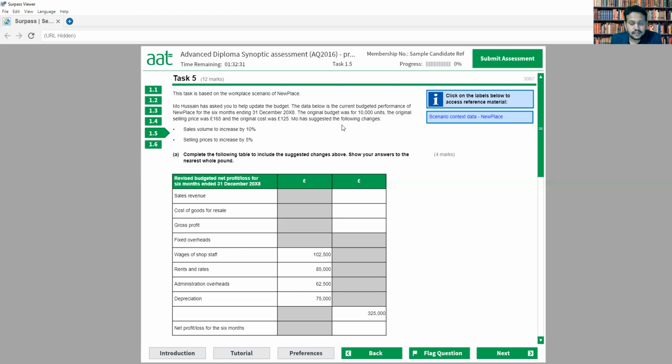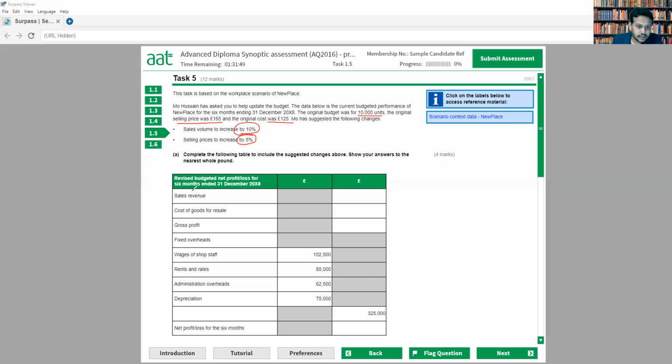Mo has suggested the following changes. So after having this data, they give us some additional information. They are saying sales volume to increase by 10%, and selling price will be increased by 5%. So that will be the addition to the original budget, that is 10,000 units, selling price 165 and cost 125. Let's start preparing this budget.